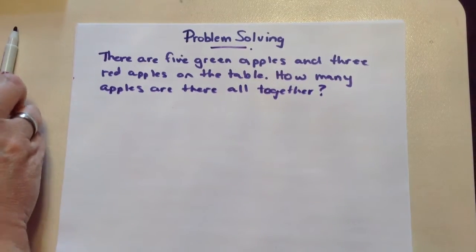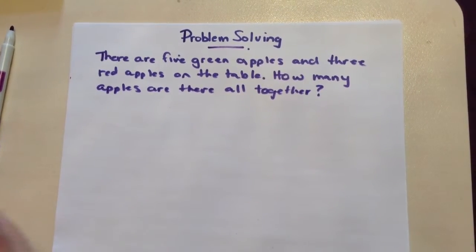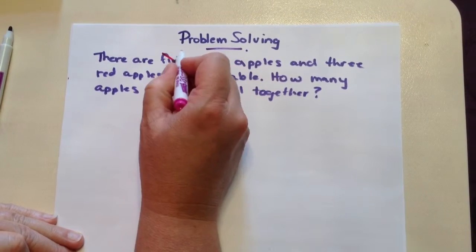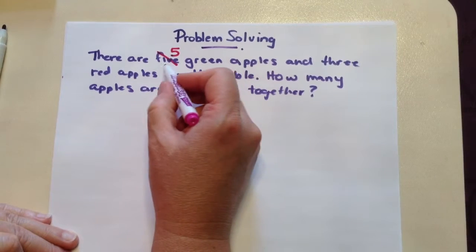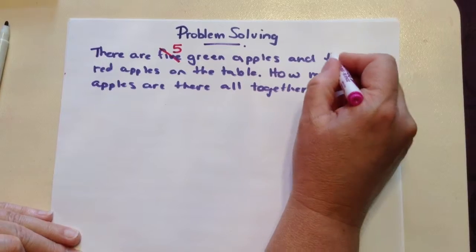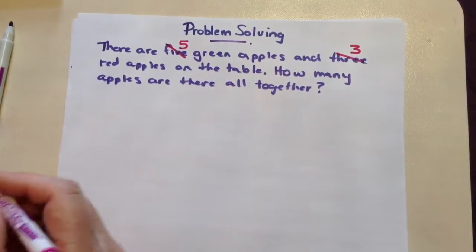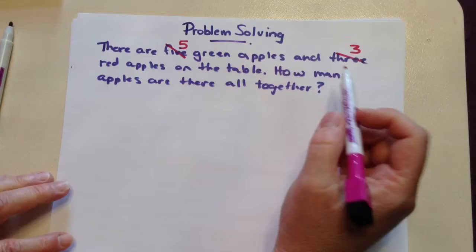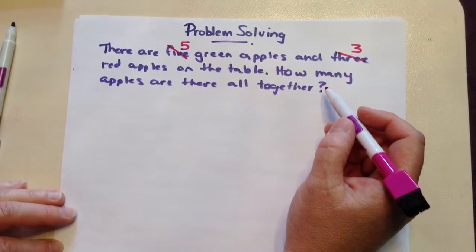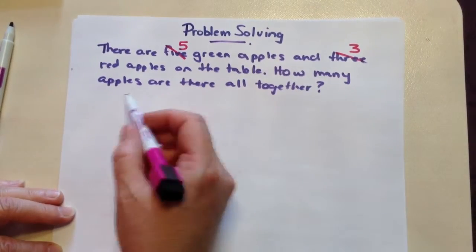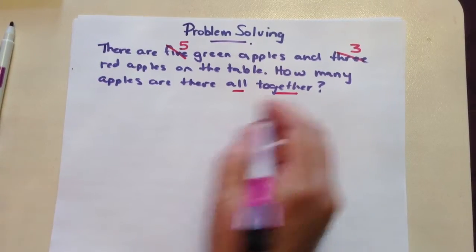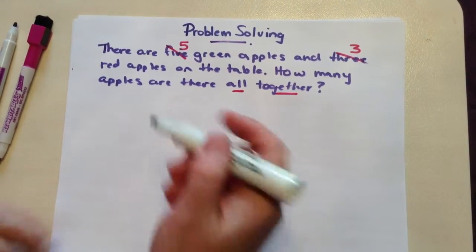Okay, and the very first thing I like to do is I want to just kind of break this down into numbers because I feel a little bit more comfortable doing numbers at this point in time. So I'm going to cross off the word 5 and put the number 5, and I'm going to cross off the word 3 and put the number 3. The other thing I'm going to do is highlight any words that I think are really important in my mathematical story. So how many apples are there all together? And when you see the words all together, it usually means that there's some sort of addition that's going to happen.